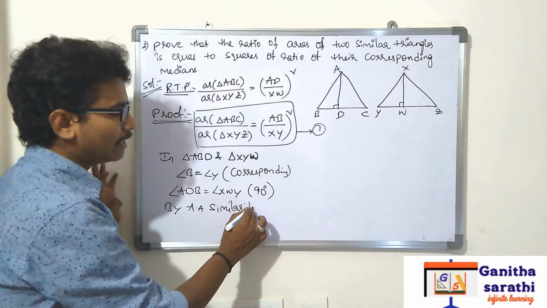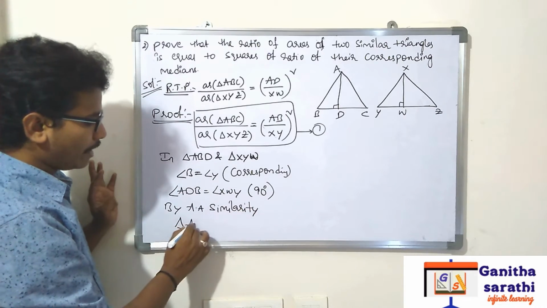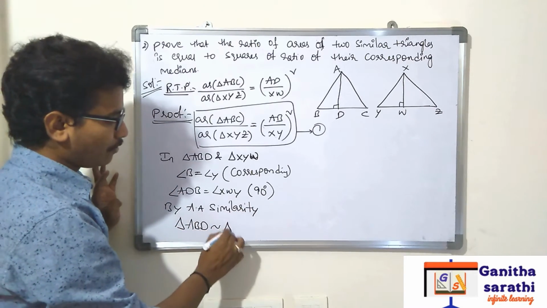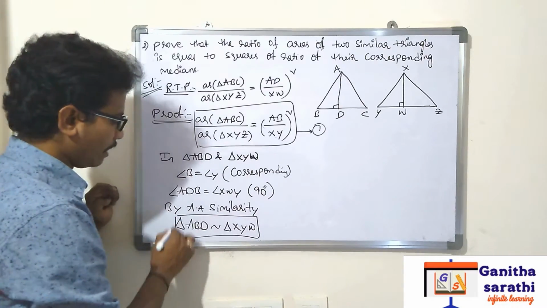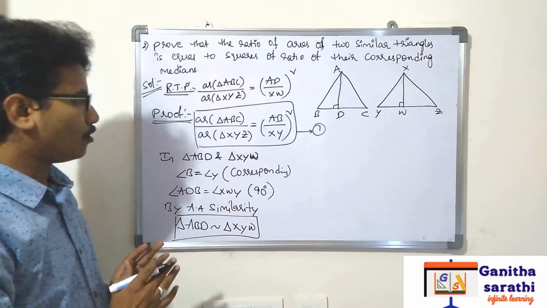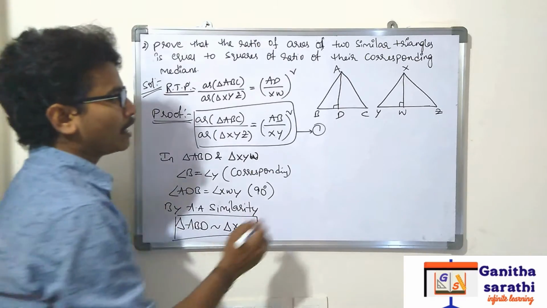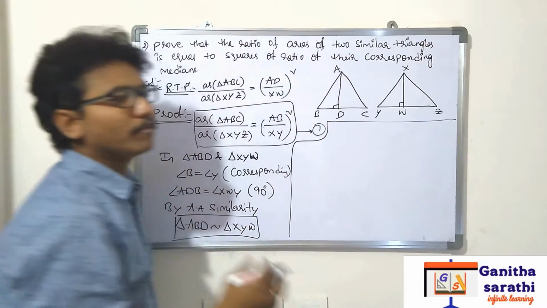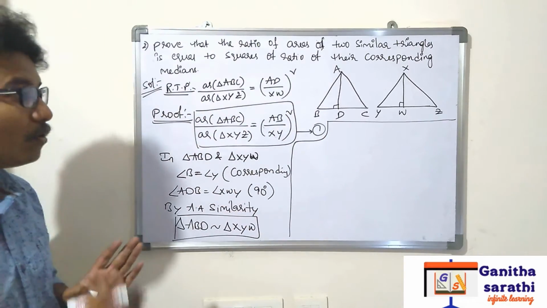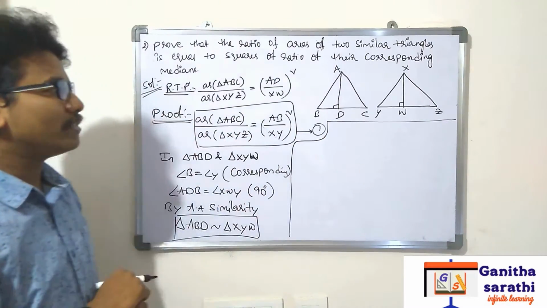By angle-angle similarity, triangle ABD is similar to triangle XYW, right? Triangle ABD is similar to triangle XYW. So, the two triangles are similar. If the two triangles are similar and angles are equal, sides will be in what? Proportion, right? Two triangles are similar. Now, we will use the theorem. What is the theorem?